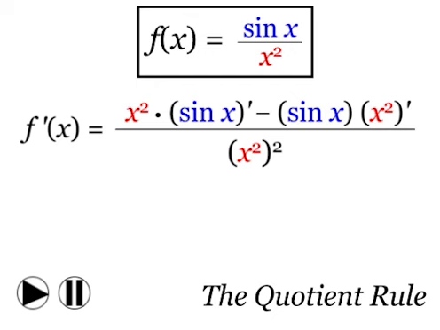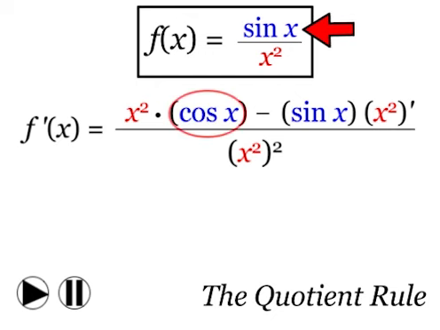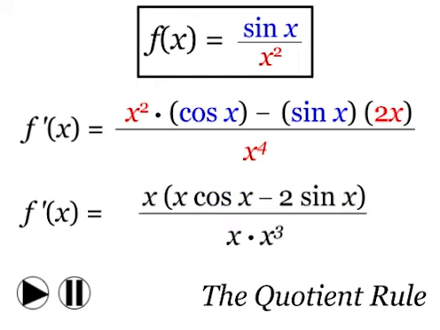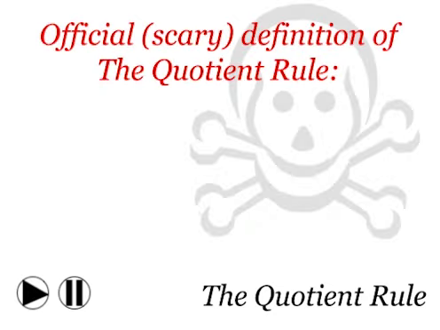Well, the bottom of the fraction left alone is x squared. The derivative of the top will be cosine of x. Leave that minus alone. Of course, the top is sine of x. And then the derivative of the bottom will be 2x. And then the bottom squared is x to the fourth power. To be extra neat, we can go ahead and simplify by factoring out an x that everything has in common in the numerator, and then canceling that out with an x in the denominator. And this is our final derivative.